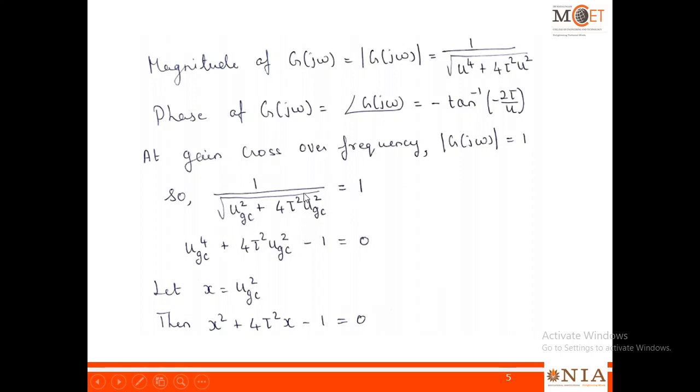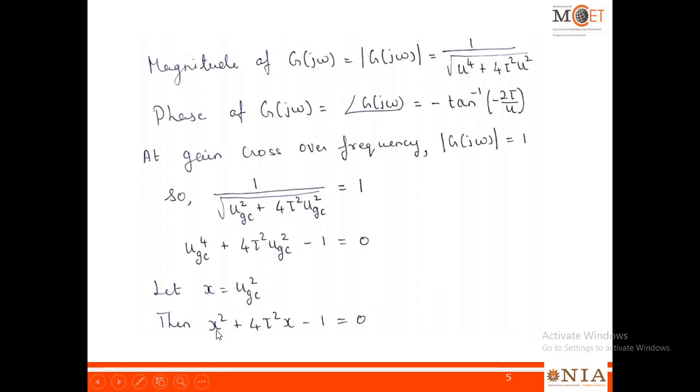That we have done, and now it is only simple mathematical reduction. You will get a simple expression, but the power is 4, so we take another variable x, so that u GC square is equal to x. After applying x equal to u GC square, you will get x square plus 4 tau square x minus 1 equal to 0. This is a quadratic function, so solving it will be easy for you. After solving, you will get the root values.